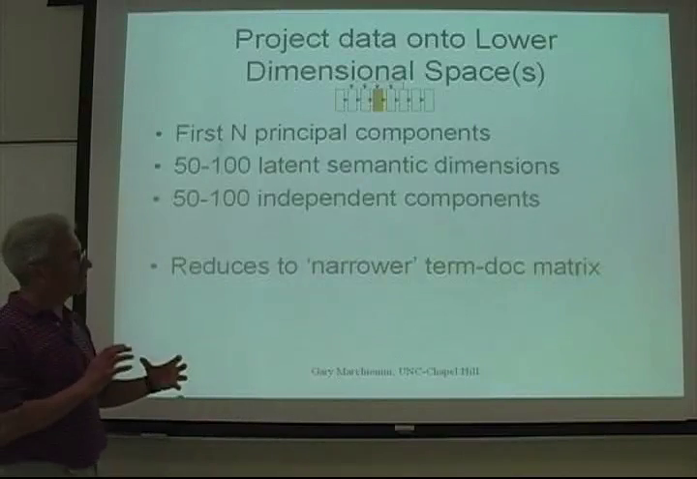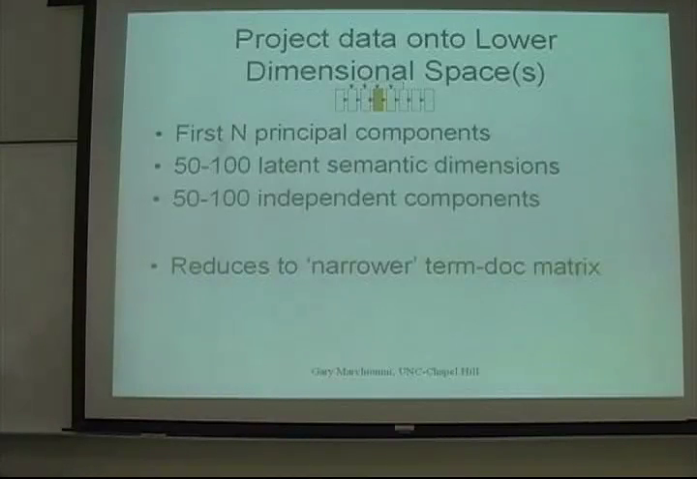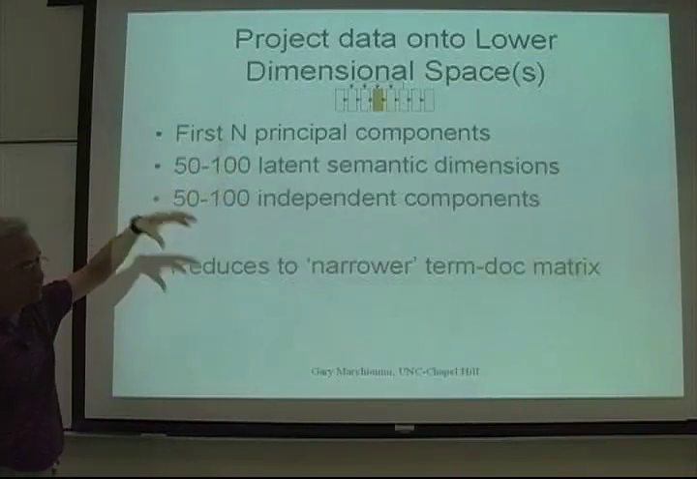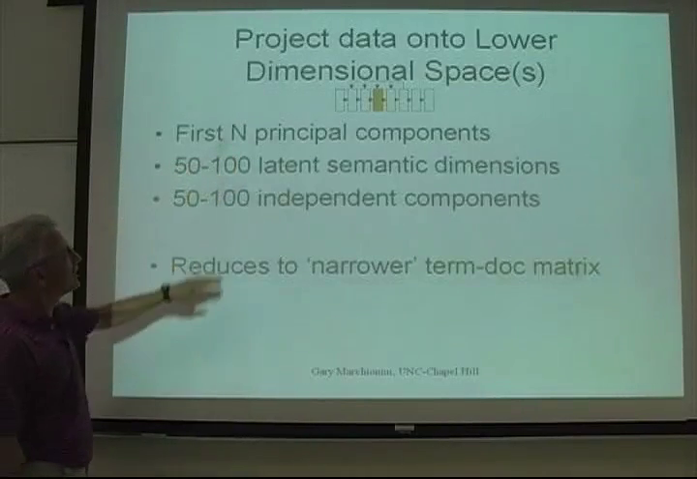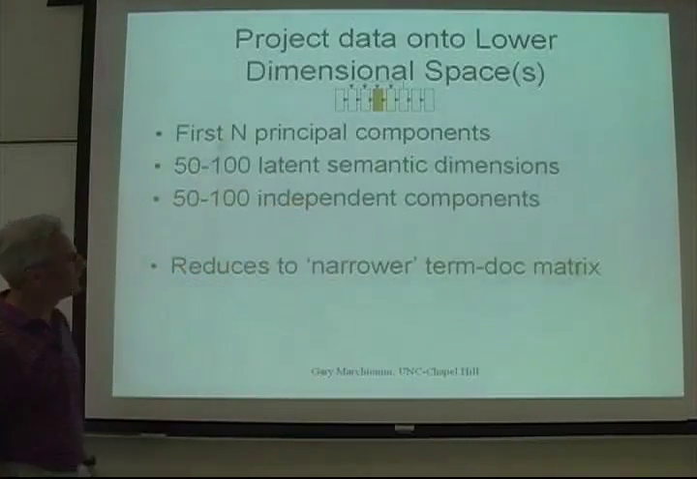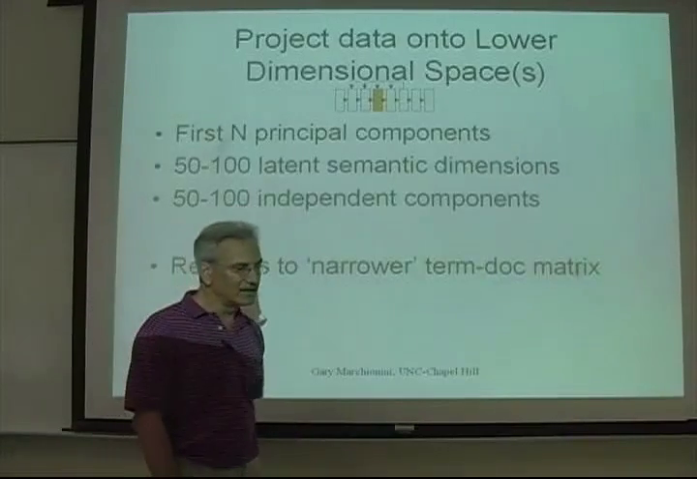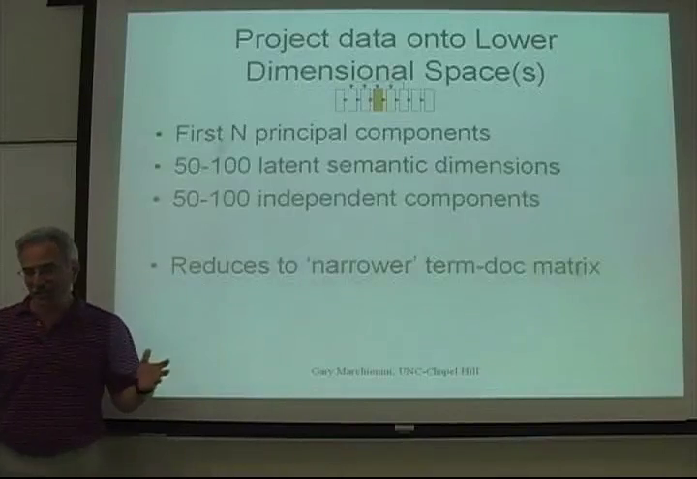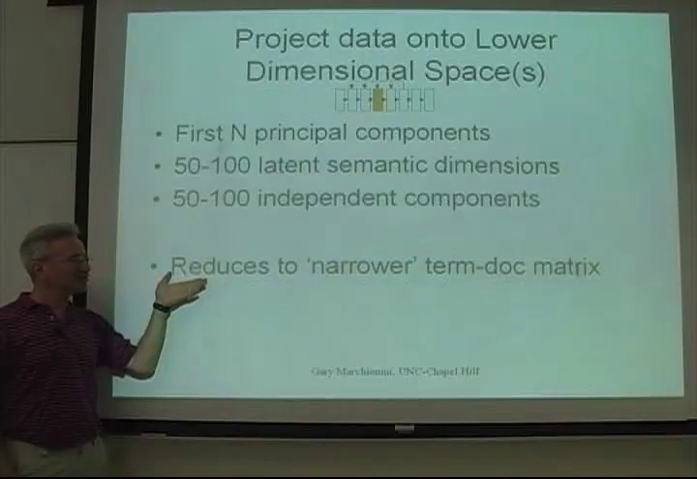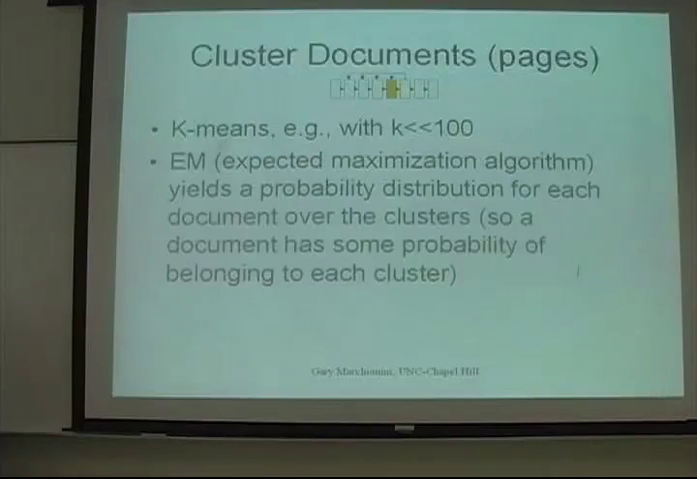To further compress this, and this is critical, we then had to reduce the dimensionality further. We did several kinds of experiments. Principal components, a standard statistical technique, latent semantic dimensions, anywhere from 50 to 100 LSI n values. And we tried some work with independent components analysis. None of these were magic bullets. They all sort of had their pros and cons. But the result, in any case, is to reduce us to a narrower, a smaller term document matrix.